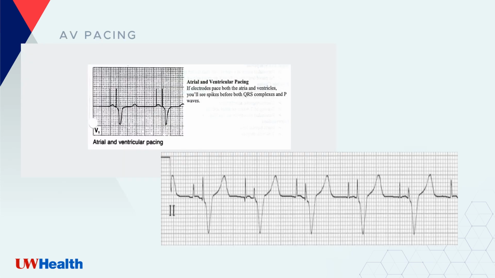AV pacing, you're going to see two spikes. So you will see a spike right before the P wave and then a spike right before the ventricular. If you do have a patient with a biventricular pacemaker, oftentimes you will see a second spike by that QRS. Sometimes it's negatively deflected, or you just see a second spike positively deflected by that ventricular.